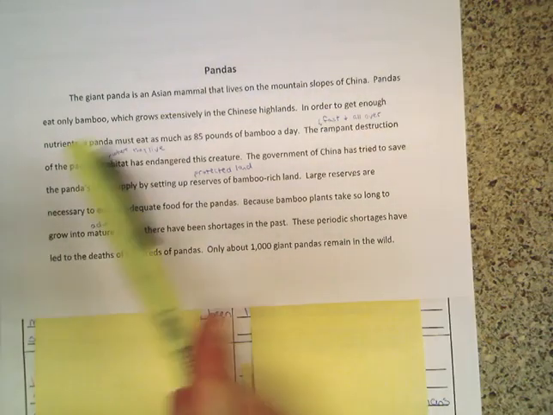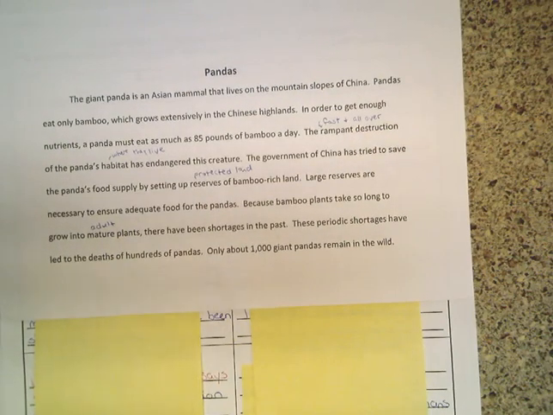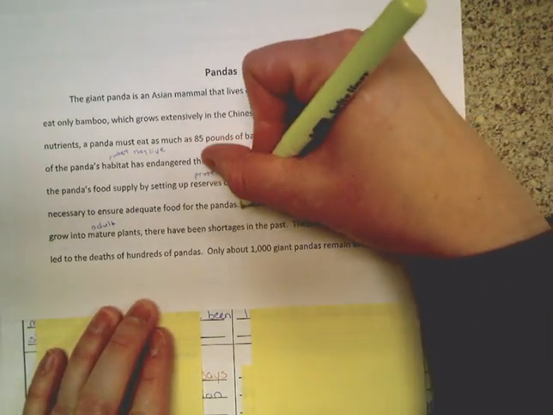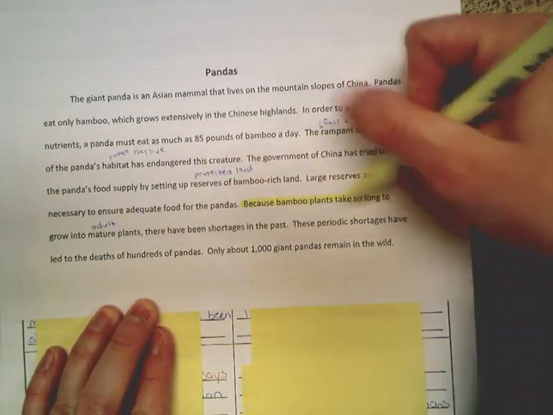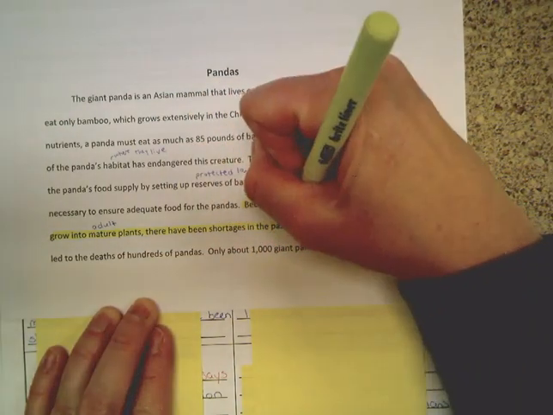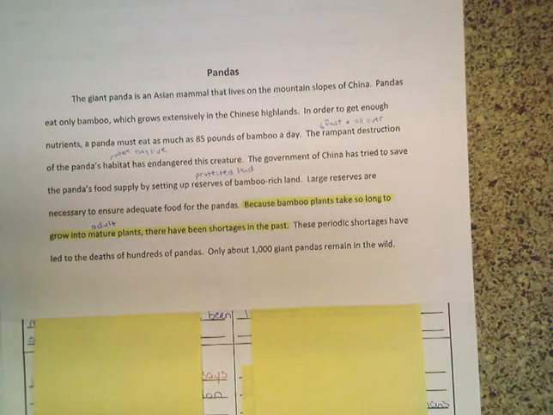So when I reread this paragraph to try to find out what could be causing the pandas to be dying off, or why their population is getting smaller, I see this evidence right here. Because bamboo plants take so long to grow into mature plants, there have been shortages in the past. I think I'm going to use that for my evidence from this article.